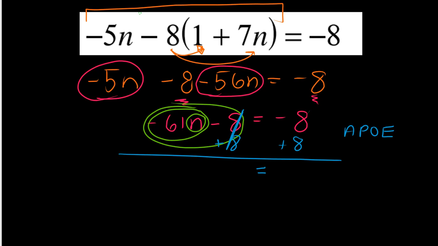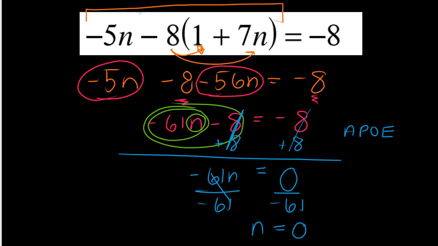So that's going to leave us here with 0 on that side of the equation and a negative 61n on the left-hand side. We are now going to finish this with our division. We'll divide by negative 61, and we'll get n equals 0 divided by negative 61, which is simply 0.